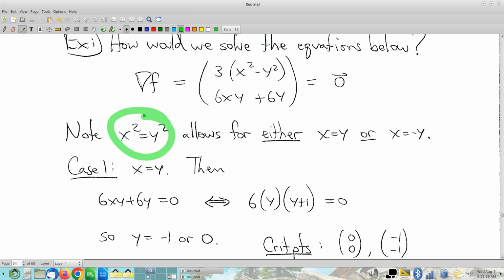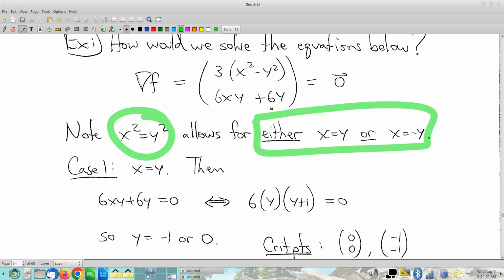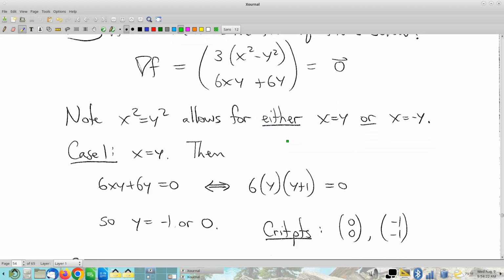If x squared is equal to y squared, that means that x could be either y or negative y, either one. And there's no reason to believe, or at least not in this case, there's no particular reason to believe that any one of these cases is any better than the other. So what do you do algebraically? Do I write down x equals y, or do I write down x equals negative y? And the answer is you have to do both. You have to consider each of these cases separately.